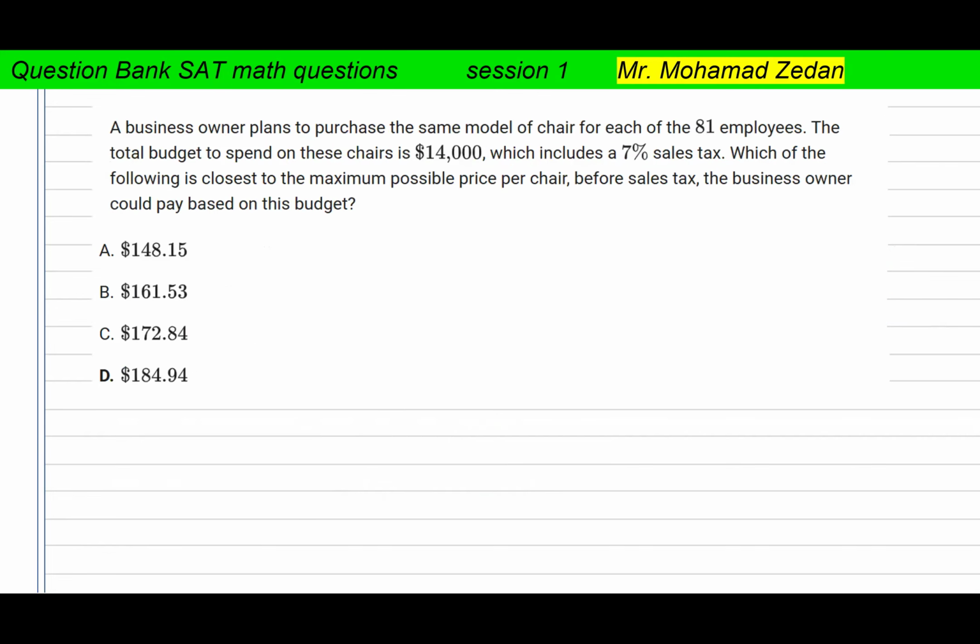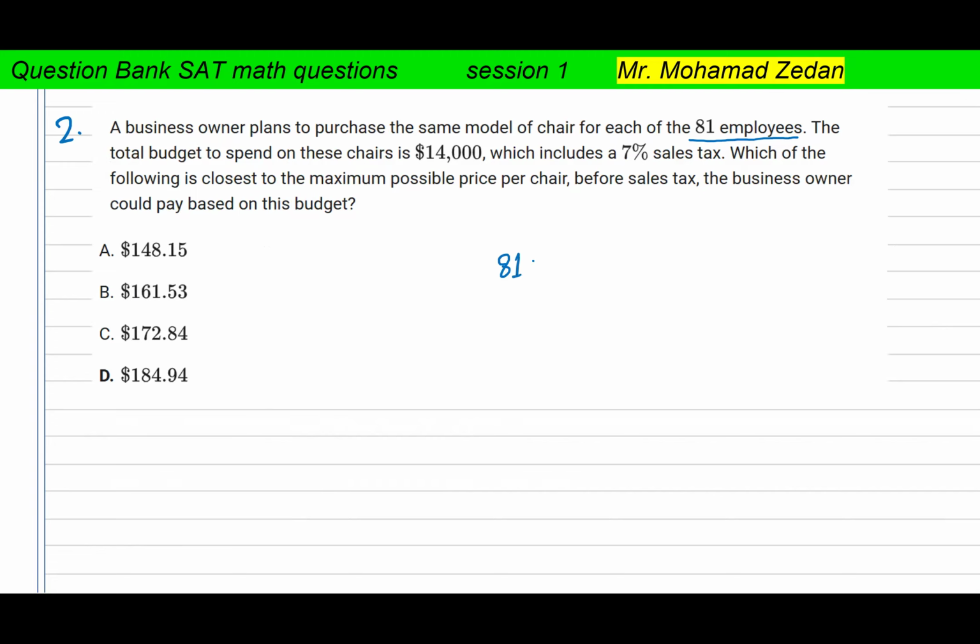Okay, question number 2. A business owner plans to purchase some model of chair for each of the 81 employees. So he will buy 81 chairs. The total budget to spend on these chairs is $14,000, which includes 7% sales tax. Which of the following is closest to the maximum possible price per chair before sales tax? So I have 81 chairs.